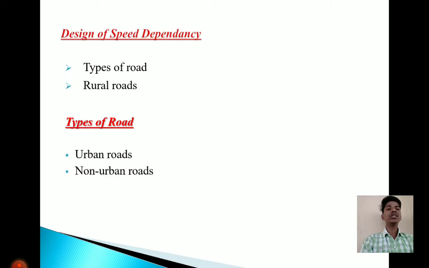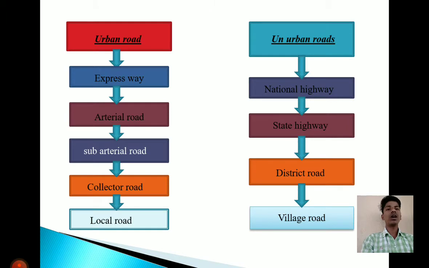Okay, the design speed dependency: if you are providing a design speed to the highway, the design speed depends on the types of roads, urban roads and rural roads. Under urban roads there are expressway, arterial road, subarterial road, collector road, and local road. Under non-urban roads there are national highway, state highway, district roads, and village road.